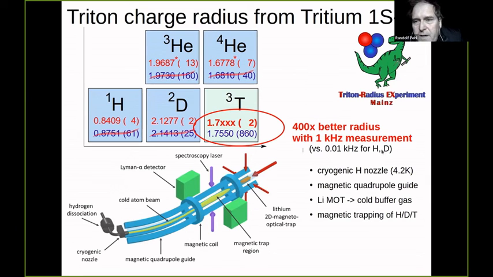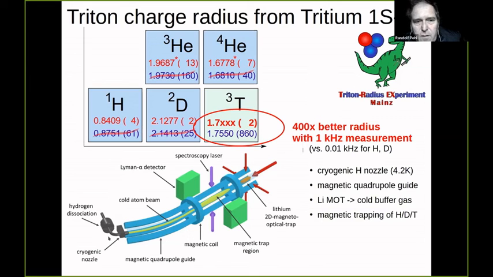That's what we did when I was still in Garching for hydrogen deuterium. We actually measured this on the level of 100th of a kilohertz. So with a measurement that is a factor of 100 worse than what we've done for hydrogen deuterium, we can improve this triton charge radius by a factor of 400.